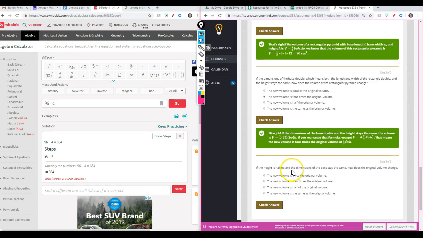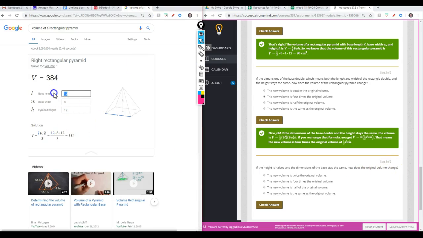So if the height is halved and the dimensions of the base stay the same, how does the original volume change? So let's go back. The original length was 6, the original width was 4, and they're saying to cut the height in half. So this is not going to be as large of a number when you multiply by 6 right there. So it gives us 48. So let's compare 96 to 48.